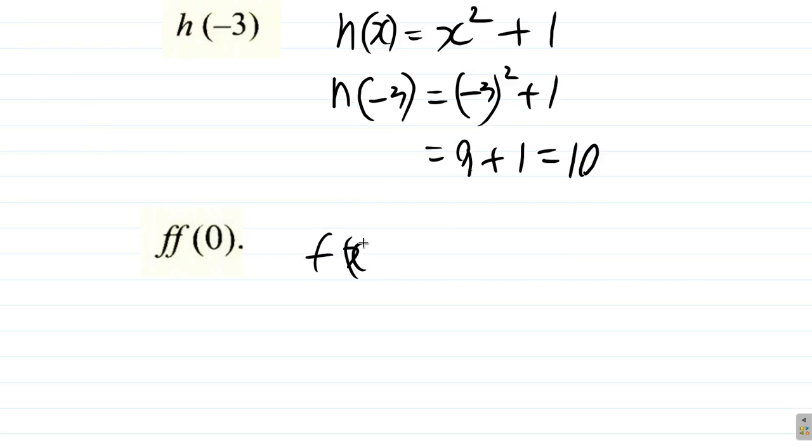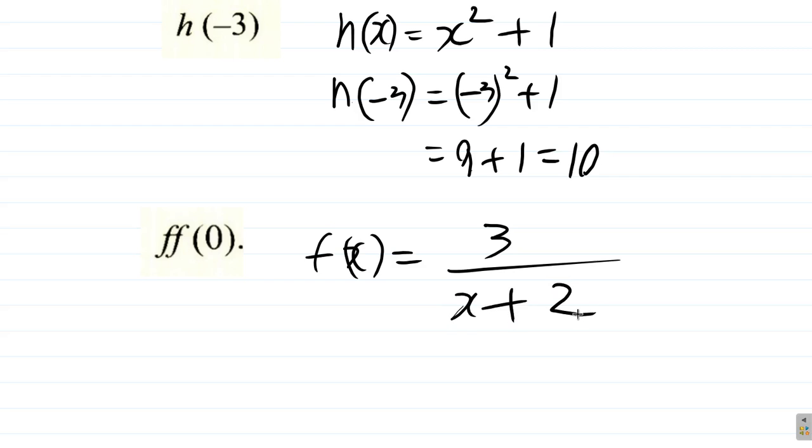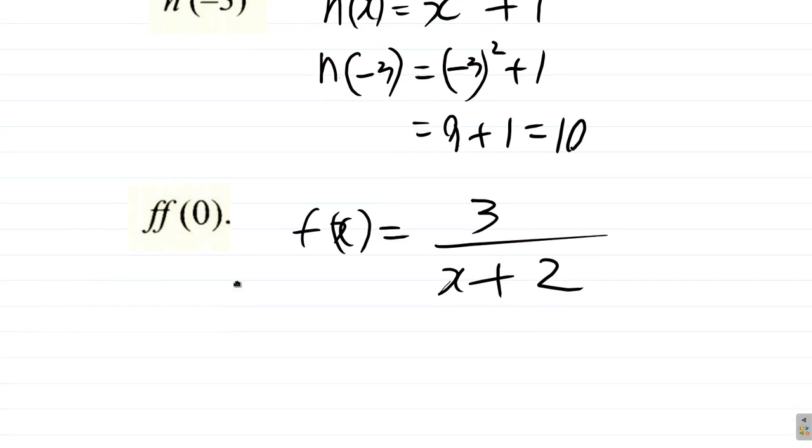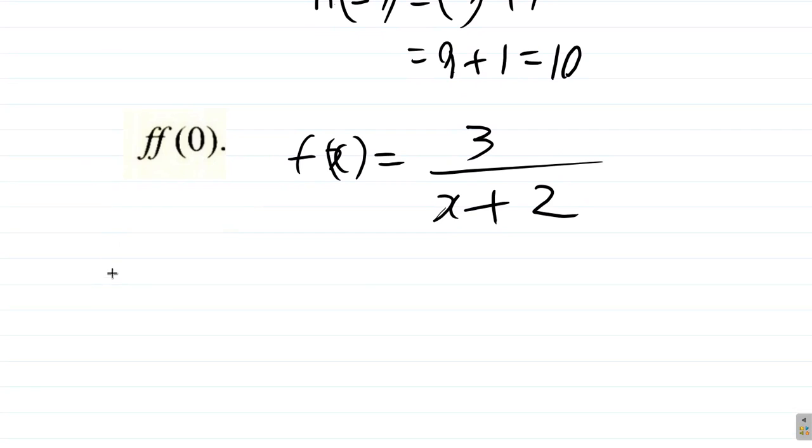So f of x is 3 over x plus 2. Alright. Now, the thing is, this is a composite function. This is f of 0. You're going to find f of 0, and then whatever you get, you find f of that. Alright?